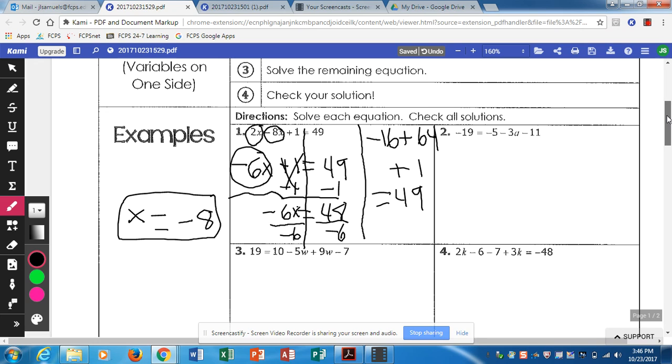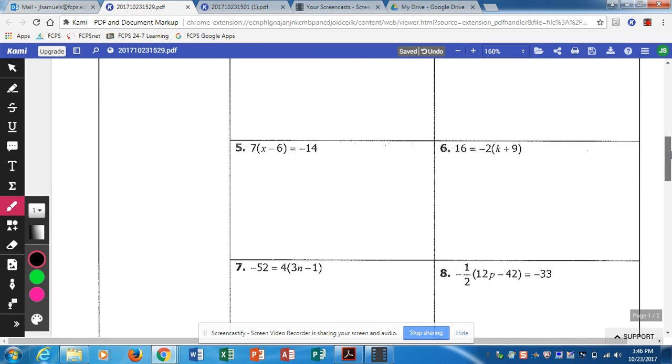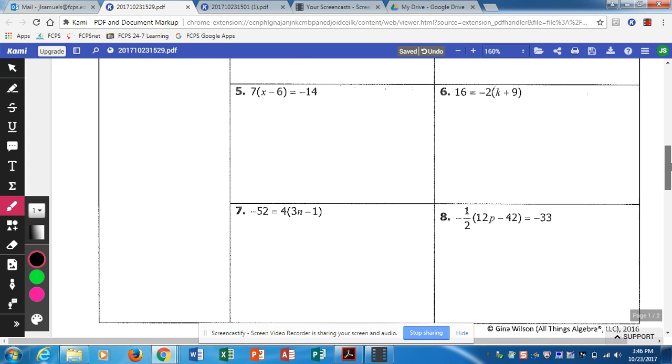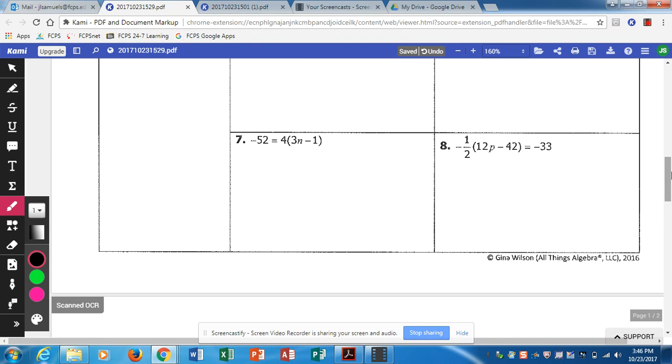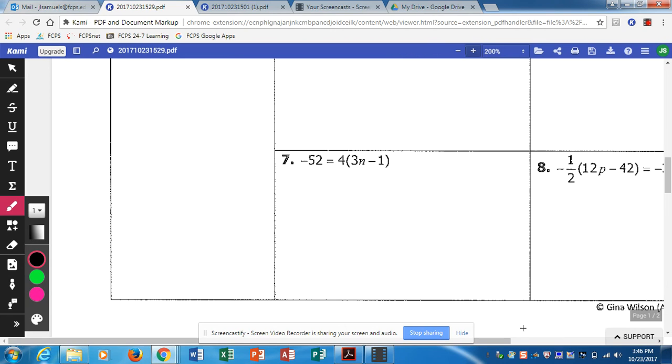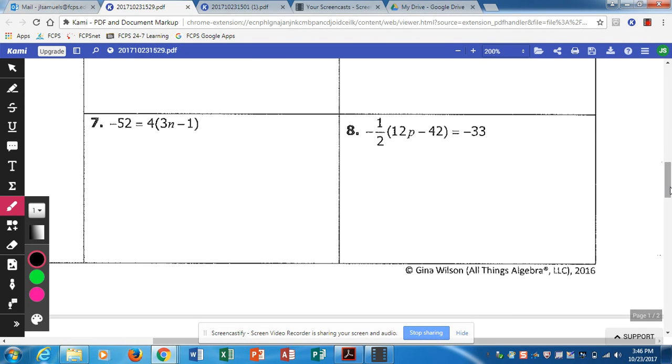Let's do one where we have to distribute at the beginning. Let's see. Oh, here we go. Number 6. Oh, let's do number 8, a fraction. Oh, I like fractions. Okay. Let me zoom in for you guys really quickly. All right, let's do number 8. So number 8 has negative 1/2 times parentheses 12p minus 42 equals negative 32.